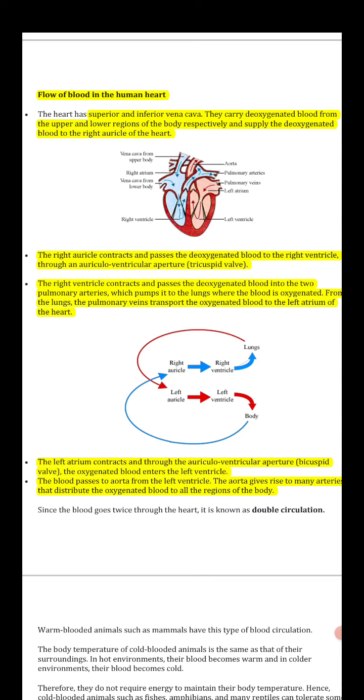After that, through the pulmonary vein this oxygenated blood enters into the left atrium, and then through the bicuspid valve it goes to the left ventricle. Then through the aorta it circulates all over our body. So this is the basic overview of the blood circulation in our body.